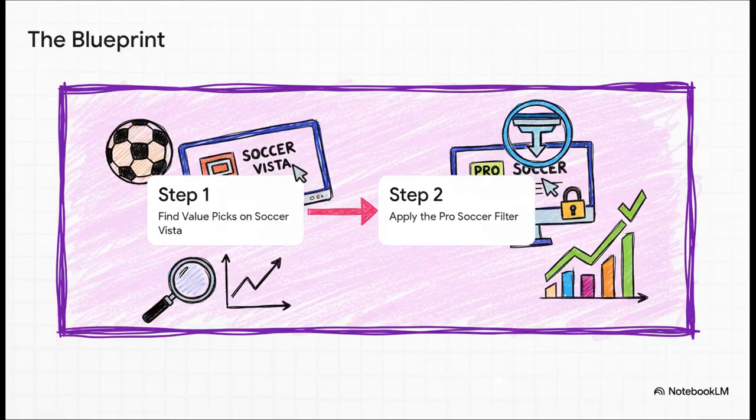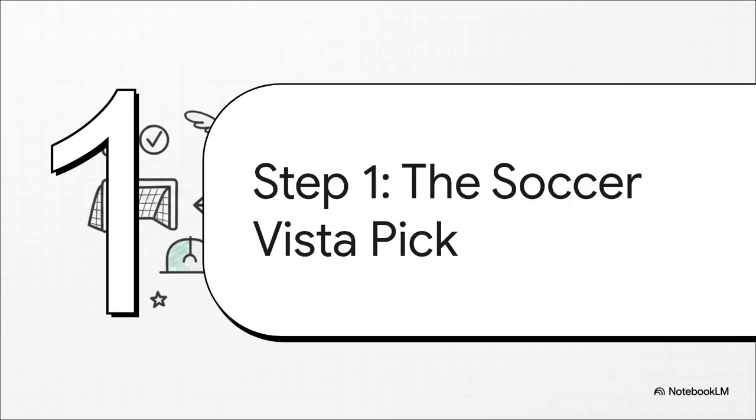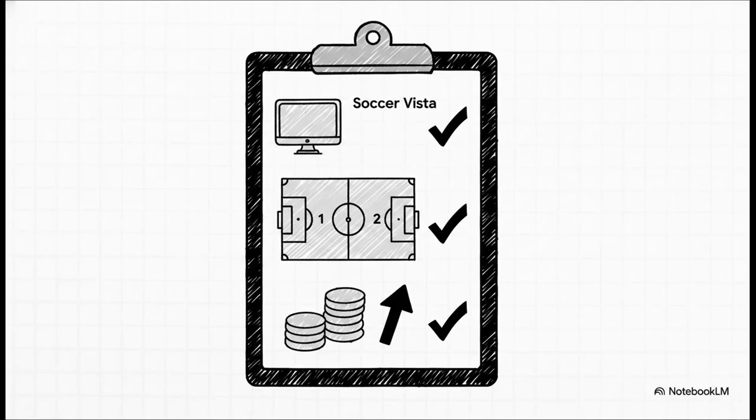Let's break it down. All right, step 1, the Soccer Vista pick. This is our starting point, where we find our initial batch of potential matches. So here's your checklist for Soccer Vista. You go to their main page, where they list all the games by date. Now you're only looking for really clear predictions, either a home win, which they mark with a 1, or an away win, marked with a 2.